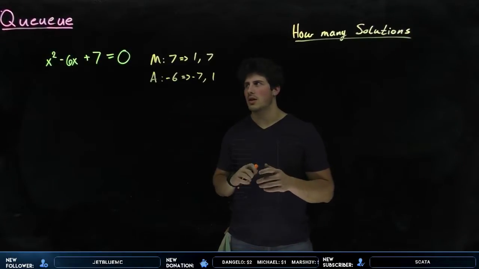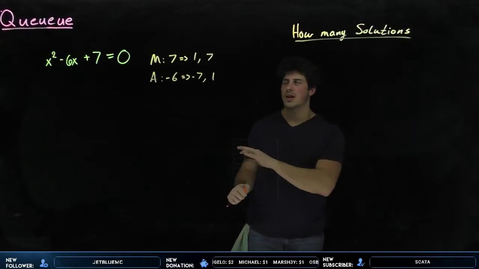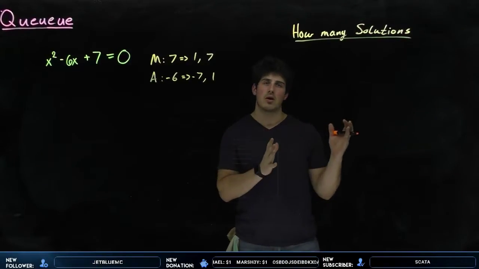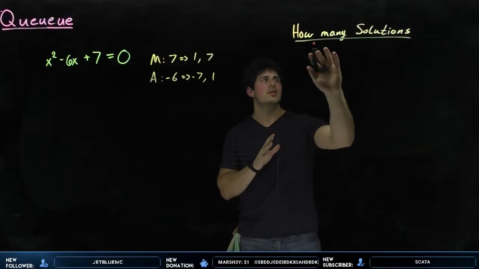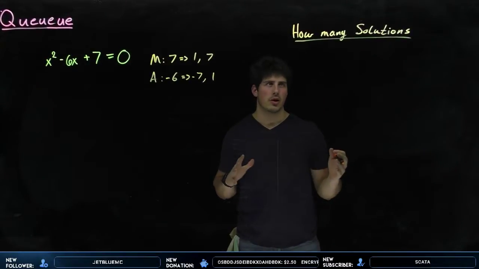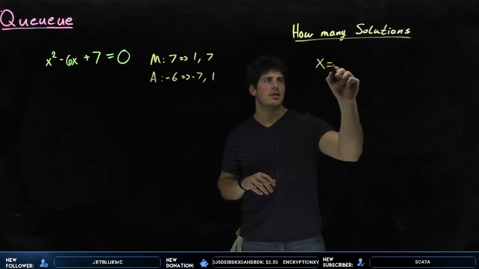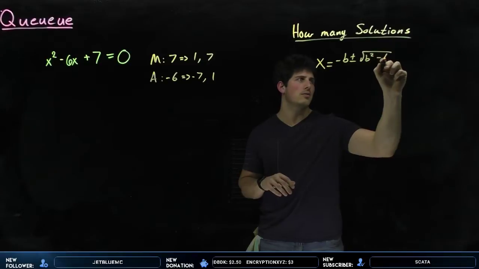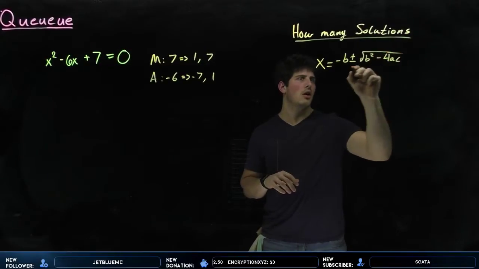And now this is actually the reason he did this specifically, so that we could use the quadratic formula, because there is a specific part of the quadratic formula that will tell us how many solutions we have. And we don't need to do the whole thing. Now I'm going to write it up real quick. So we have x equals negative b plus or minus the square root of b squared minus 4ac all over 2a.